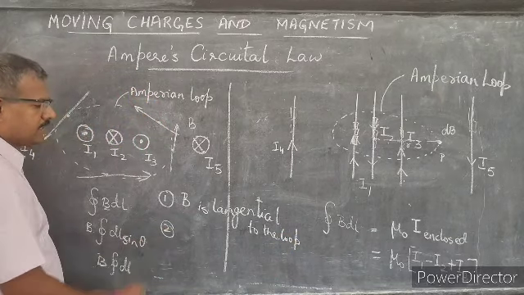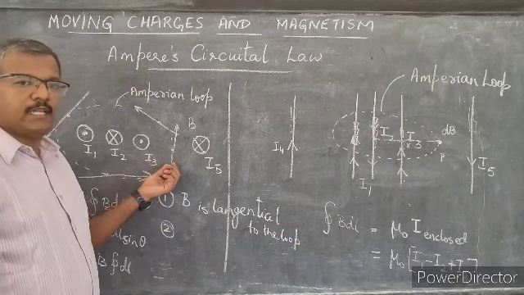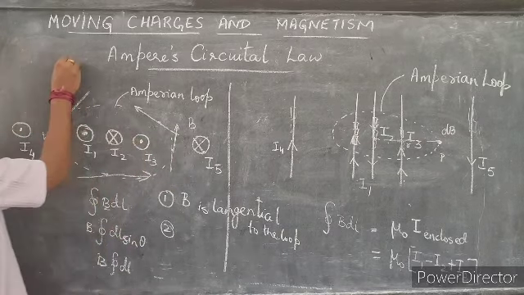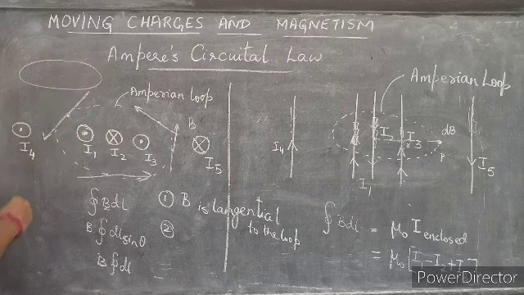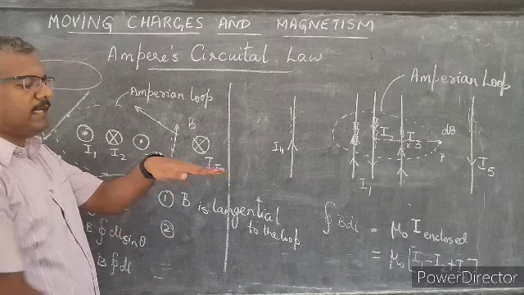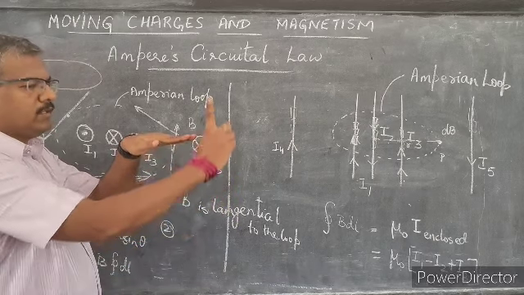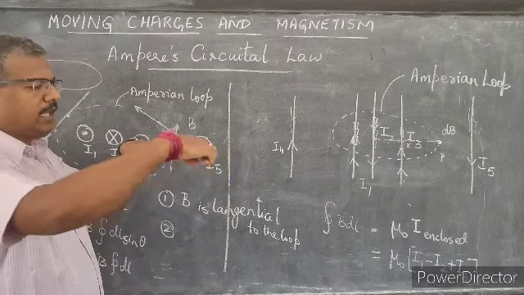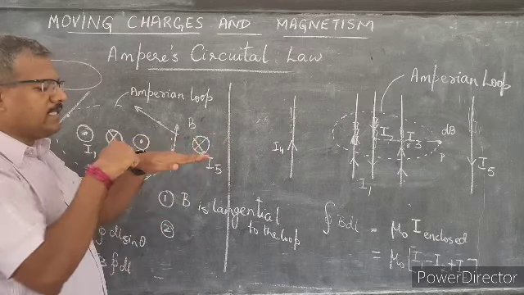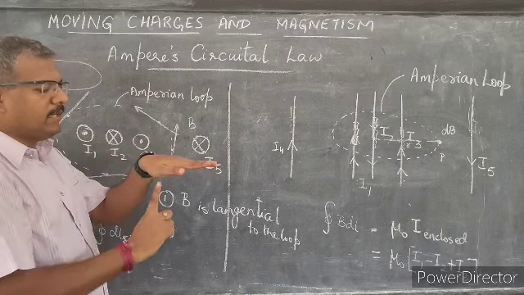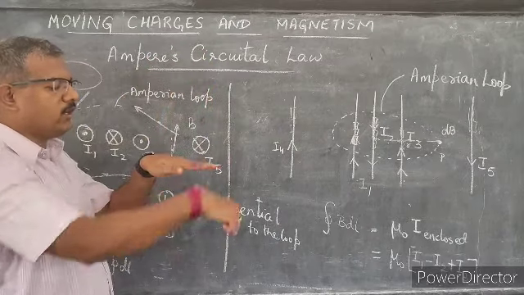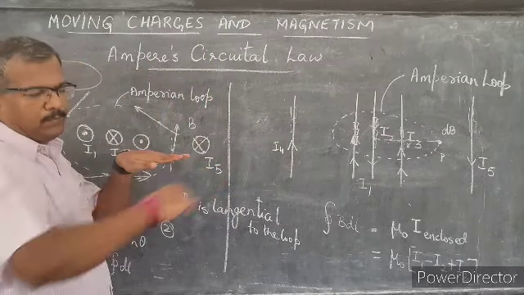My second assumption is, suppose B is normal to the loop, which means the loop is in this plane. Assume that the loop is at this plane. Then the magnetic field is normal to the loop. It is not tangential. Tangential was in the same plane, but it was tangential to whichever point I considered. But now normal is either going in the upward direction or going in the downward direction to the plane of the loop.